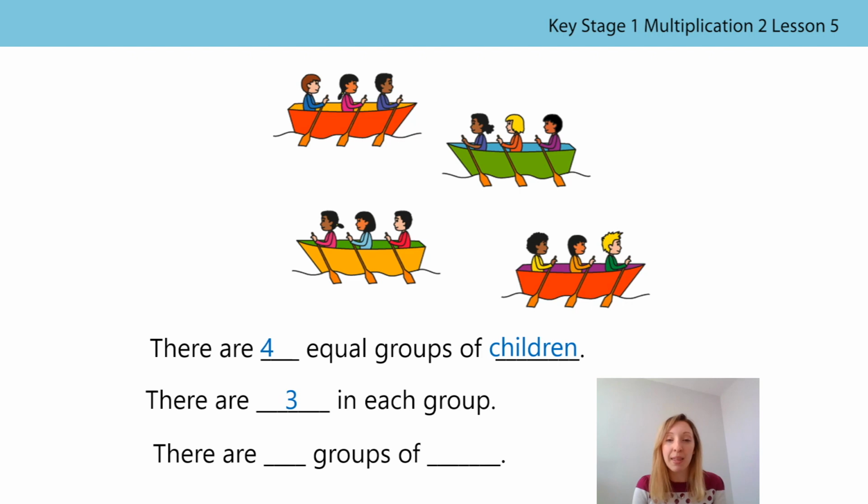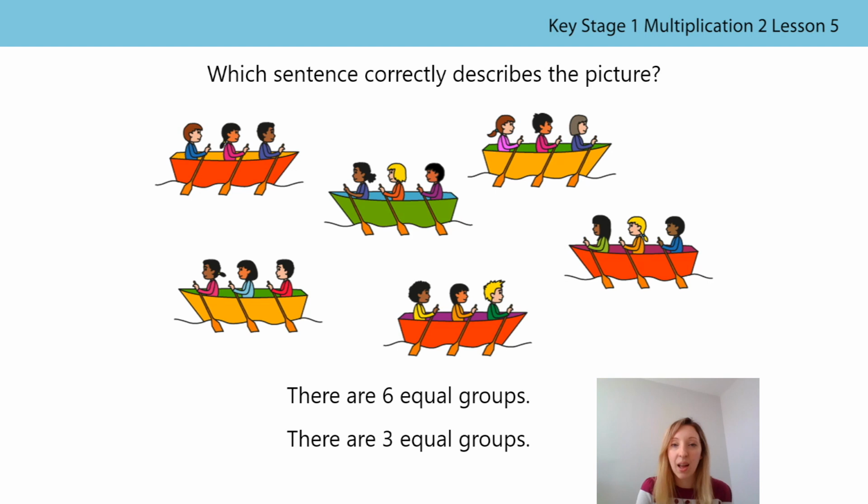Can you count the groups with me then? 1 group of 3, 2 groups of 3, 3 groups of 3, 4 groups of 3. Fantastic, so there are 4 groups of 3. Brilliant, thank you for helping me. More boats and more children have joined us now, and we've got a challenge question. Do you think you can help me?